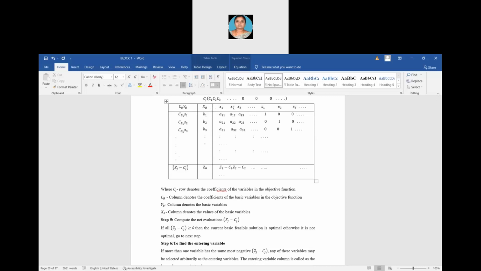Actually, these X1, X2, X3 are nothing but the basic variables, that is, the decision making variables. Already we have seen in LPP. And these S1, S2, S3 are nothing but the slack or surplus variables. Slack variable is used when you are having a less than or equal to symbol. That is, if the quantity is less, you have to add, so you will be having the slack variable.